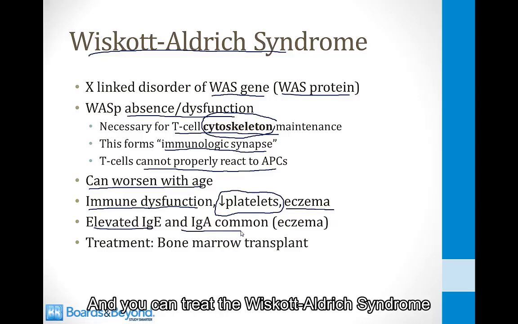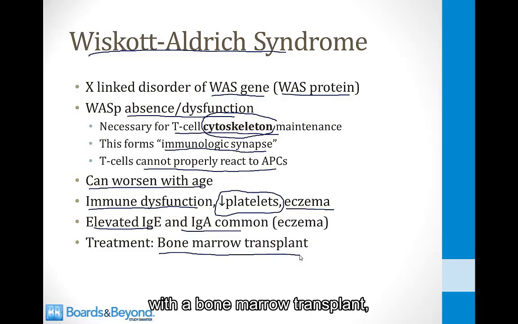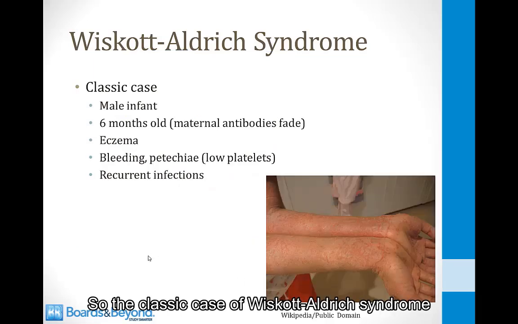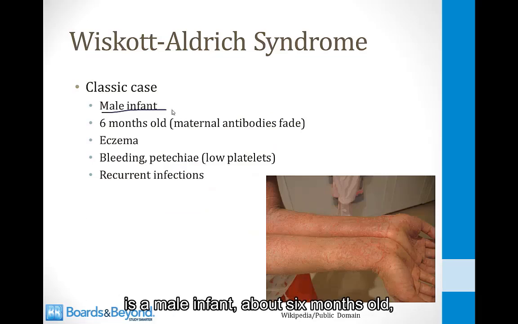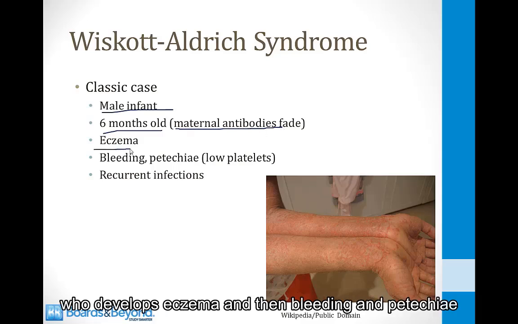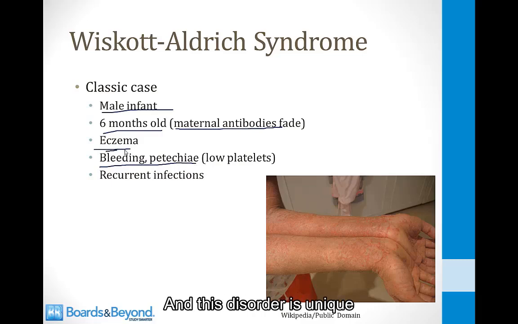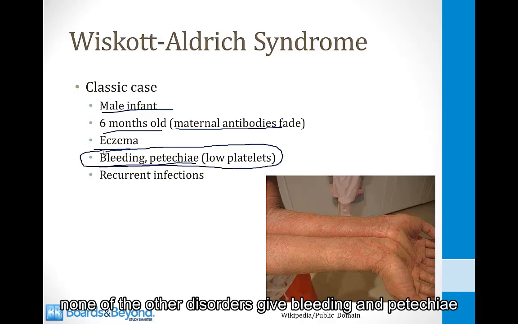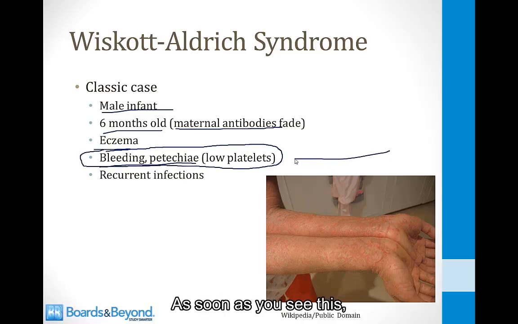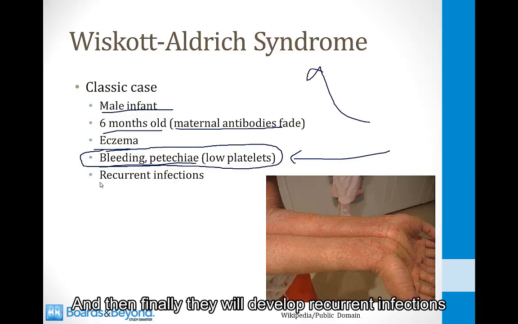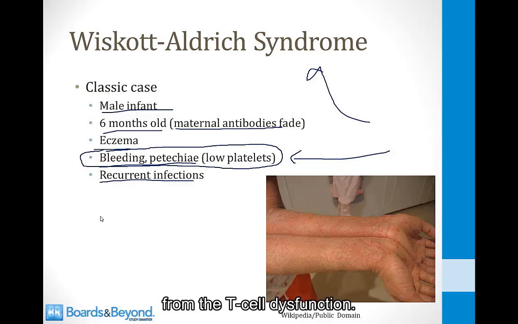And you can treat the Wiskott-Aldrich syndrome with a bone marrow transplant, which restores normal T cell function to the patient. So the classic case of Wiskott-Aldrich syndrome is a male infant about 6 months old when the maternal antibodies fade, who develops eczema and then bleeding and petechiae from the low platelets. And this disorder is unique among the immune deficiency disorders. None of the other disorders give bleeding and petechiae and low platelets. As soon as you see this, you should think of Wiskott-Aldrich syndrome. And then finally, they will develop recurrent infections from the T-cell dysfunction.